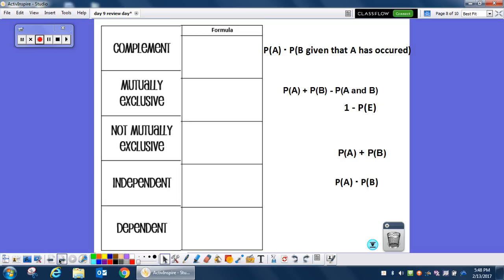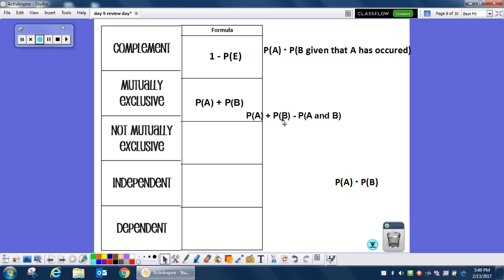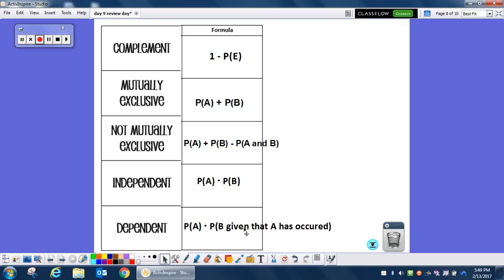Okay, so now your formulas. Your formula for complement would be 1 minus P of E. Your formula for mutually exclusive would just be the probability of A plus the probability of B. Not mutually exclusive, A plus B, and then remember you have to take away the overlap. Independent would just be P of A times P of B, so make a note that that's multiply. And then dependent, probability of A times the probability of B given that A has occurred. So you have to assume you picked what you needed.